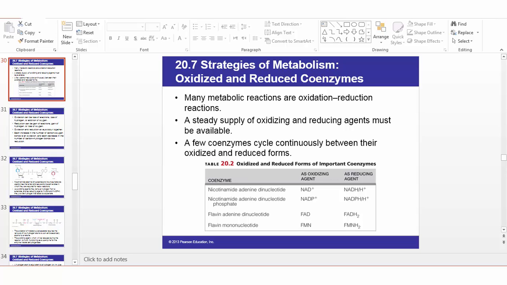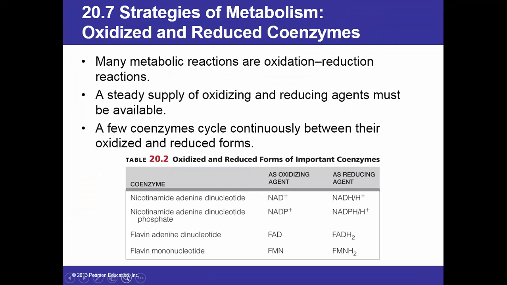Okay, Assalamu alaikum. We want to talk about part 2, strategies of metabolism, oxidized and reduced coenzymes. Many metabolic reactions are oxidation reduction reactions. A steady supply of oxidizing and reducing agents must be available. A few coenzymes cycle continuously between their oxidized and reduced form, and here are some examples.